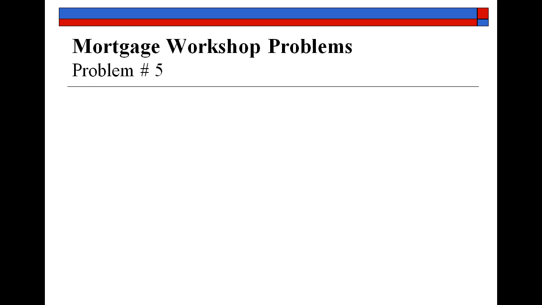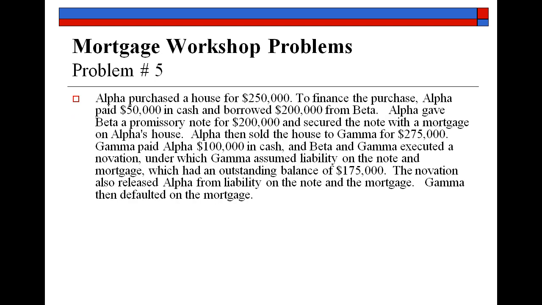Problem number 5 again begins with a similar set of facts, but once again we're going to see a significant difference when we get to Gamma's purchase of the property. So let's review again. Alpha buys a house for $250,000. To finance the purchase, Alpha pays $50,000 in cash and borrows $200,000 from Beta. Alpha gives Beta a promissory note for $200,000 and secures the note with a mortgage on Alpha's house. Then Alpha sells the house to Gamma for $275,000.